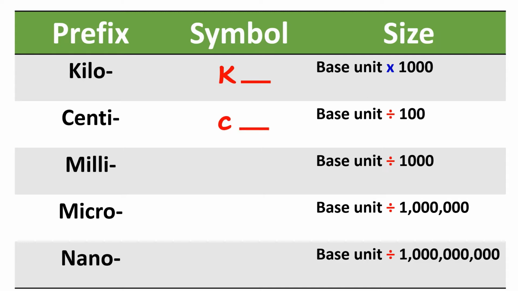Centi, with the symbol C, is 1/100th of the base unit. Milli, whose symbol is a lowercase m, is 1/1000th the base unit. Micro is 1/1,000,000th. Since m already represents milli, the Greek letter mu is used for this symbol. Nano is 1/1,000,000,000th of the base unit and is symbolized by n.